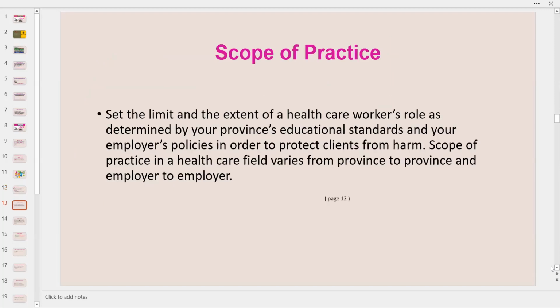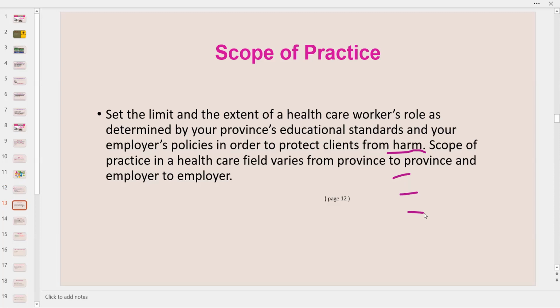So the definition of scope of practice, according to your book on page 12: scope of practice sets the limit and the extent of a healthcare worker's role as determined by the provincial educational standards and the employer's policies in order to protect clients from harm. So harm can come in many forms. It can be physical harm, mental harm, or psychological harm.